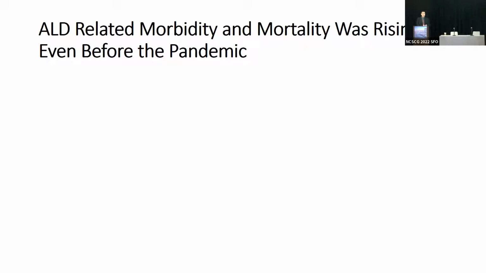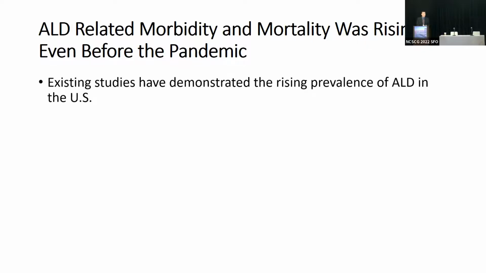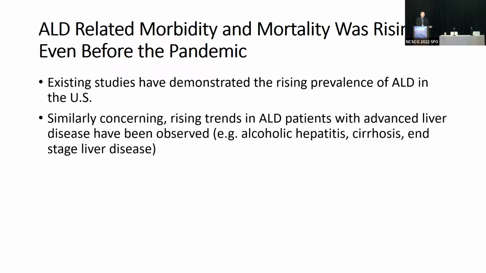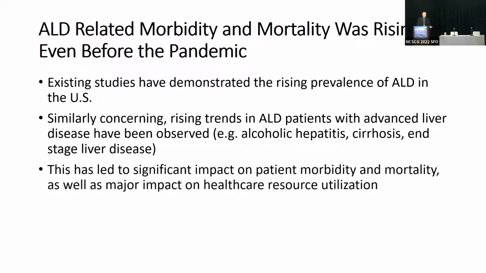So first, I'm going to start and illustrate some data that highlights that ALD-related morbidity and mortality was a problem, as Will mentioned, even before the pandemic. There have been many existing studies that demonstrate the rising prevalence of ALD in the US. And similarly concerning, not just ALD alone, but ALD advanced liver disease. And what I mean by that are patients with ALCAP, severe ALCAP, cirrhosis, end-stage liver disease, and even ALD-related HCC. And this has led to a major impact on patient morbidity and mortality, and also a huge impact on healthcare resource utilization in our health systems across the country.